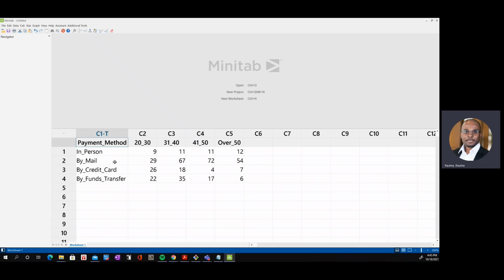So here's the data. This is a 4x4 matrix. We have the categorical variables levels: in person, by mail, credit card, and fund transfer. And we have the different age groups. So we want to look at the association between payment methods and ages. To do this, we will go to Start, Tables, and we have here the chi-square test for association.